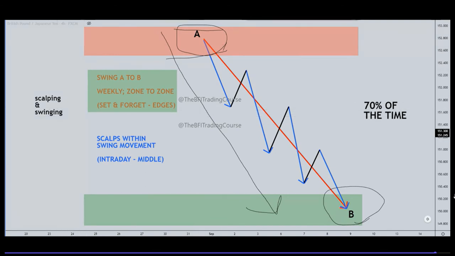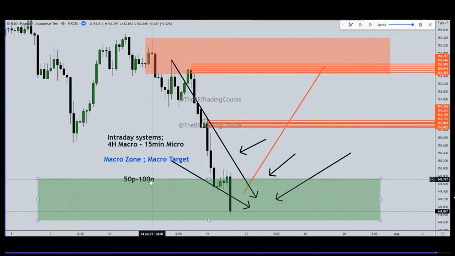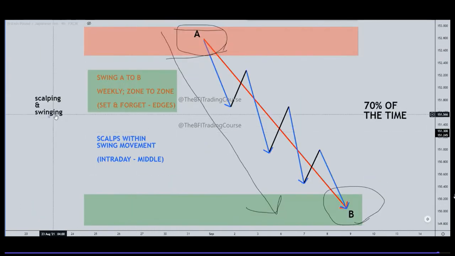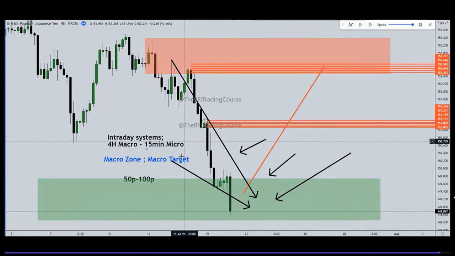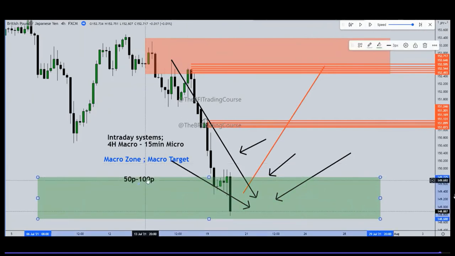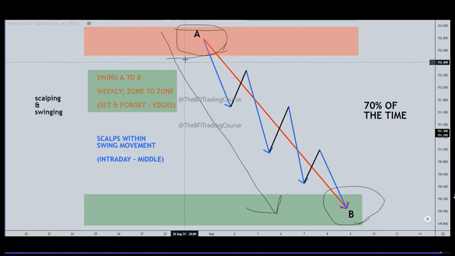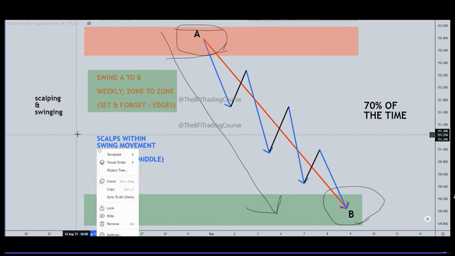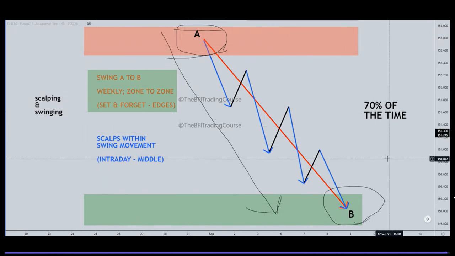Swinging, I would say 100 pips over. 100 plus is a swing, but don't think about it in pips. I don't even like to use these numbers. Think about it from zone to zone. Scalp, 4 hours zone to zone. A swing, weekly zone to zone. Understand the edges, understand the middle, understand where you are, and understand to adjust your trading system according to the trading environment.